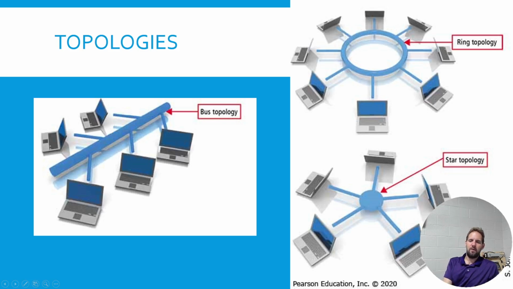There are a bunch of different topologies. The three big ones are bus, ring, and star. And traditionally nowadays we're using Ethernet to connect all these. We used to use coax, but now we're at Ethernet.